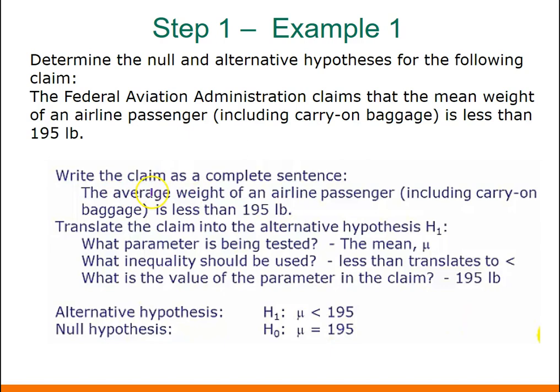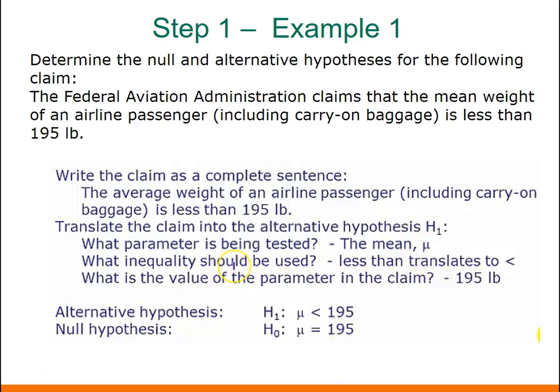So we included details about what our hypothesis test is about. We included something that tells us about our inequality, whether we're talking about less than or more than or something different. And we also included a number in here. Then we're going to translate that into our alternative hypothesis. So first of all, which parameter are we testing? Because this says average, and average is another word for the mean, what we're testing is the mean. That means for our symbol in our alternative hypothesis, we'll use the symbol mu.